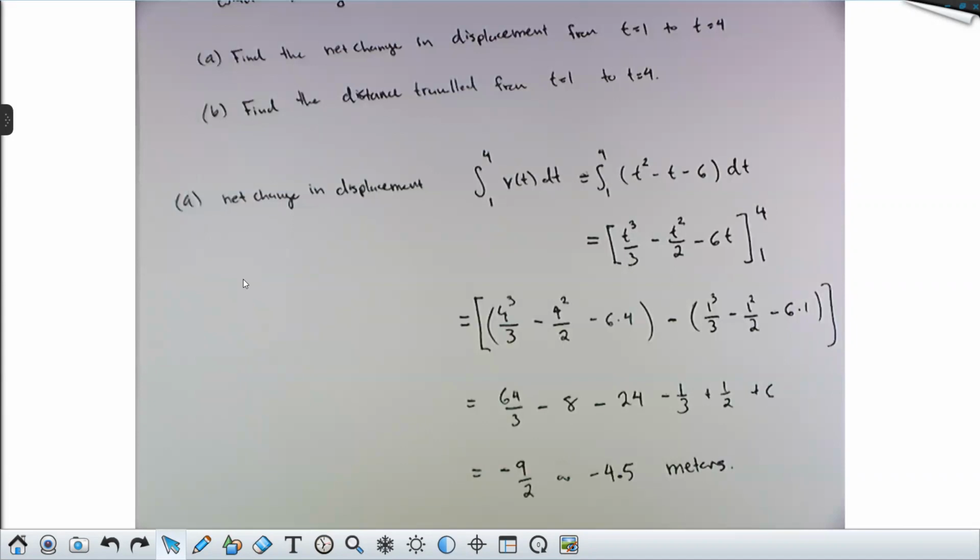So maybe it went left a little, maybe it went right a little bit, but it went further to the left than it did to the right, or it ended up behind where it started. Yeah, my net change in displacement being negative means that I ended up to the left of where I started, if you think of going to the right as the increasing direction of travel.